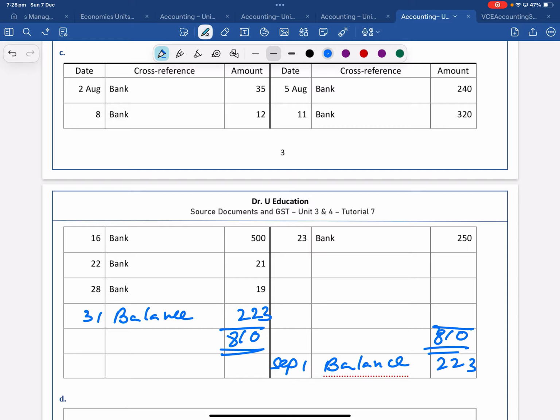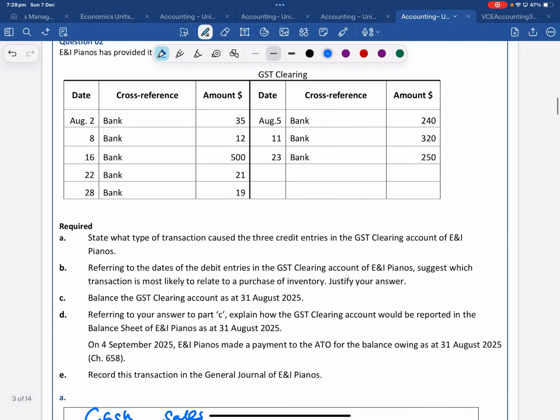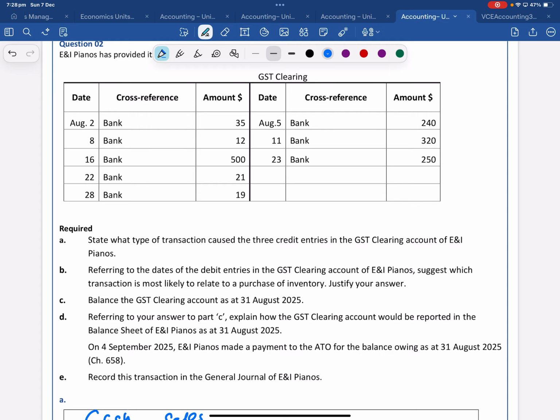We have collected how much? 810, right. Whereas we have paid how much? 587. So that means we have paid only 587, whereas we have 223 GST payable retained in our hand. So that should be payable. So then what's the answer for this one, guys? They're asking, referring to answer to part C, how it would be reported in the balance sheet.